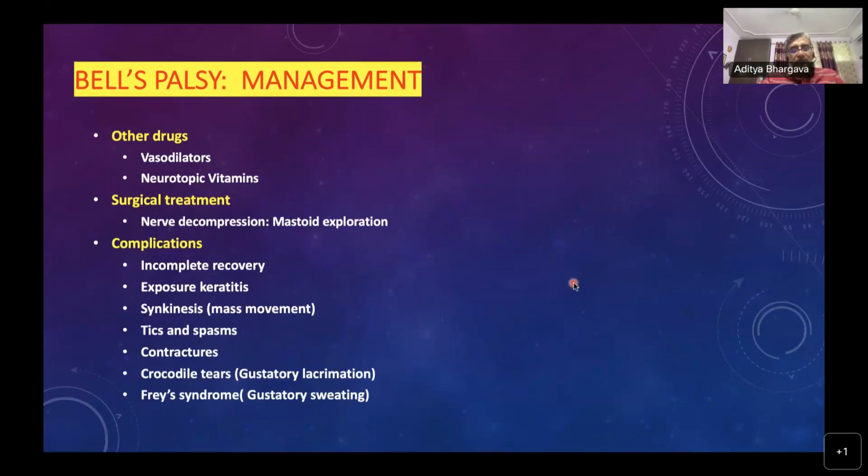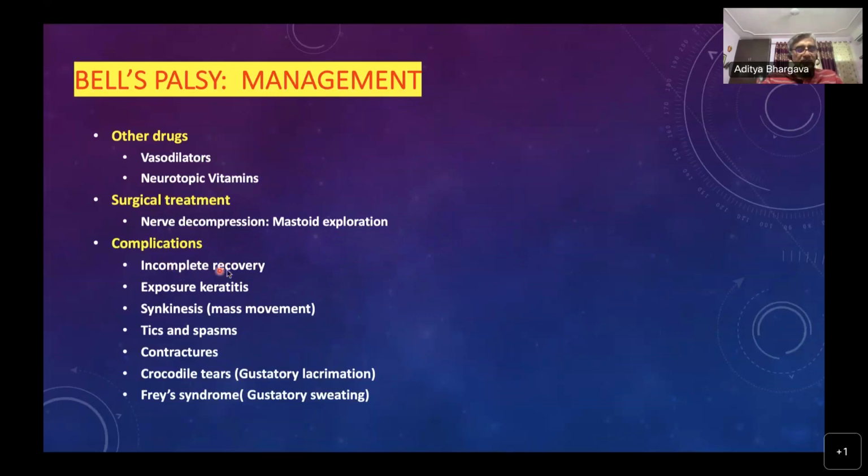The next thing comes when medical management is not working and the patient is not improving. What do we do? When do we do surgical management? That is known as nerve decompression, and we do the mastoid exploration, and I'll let you know when I come to that topic.